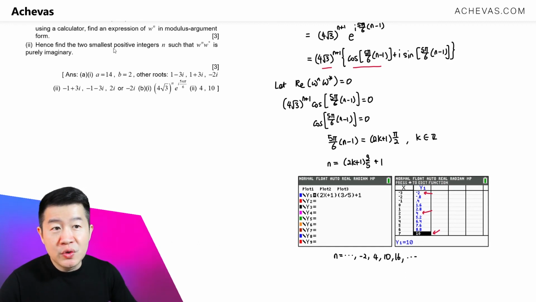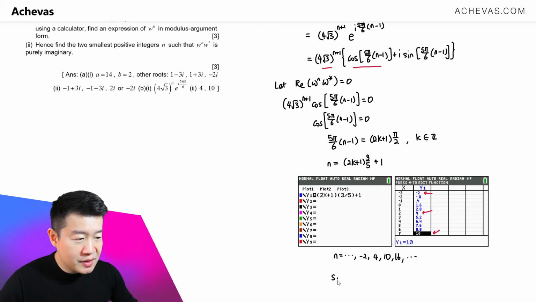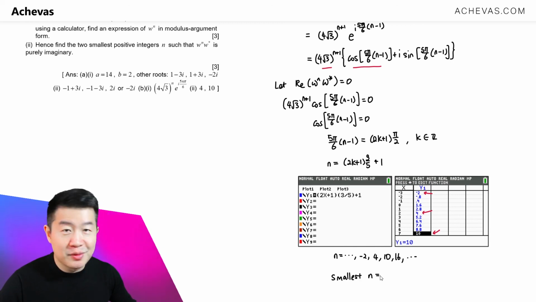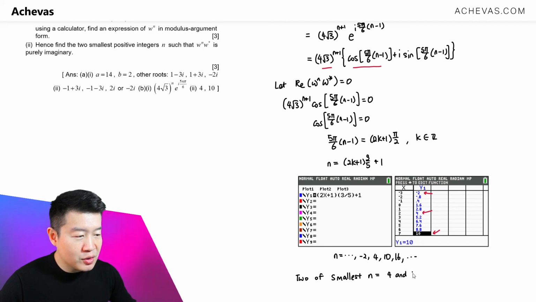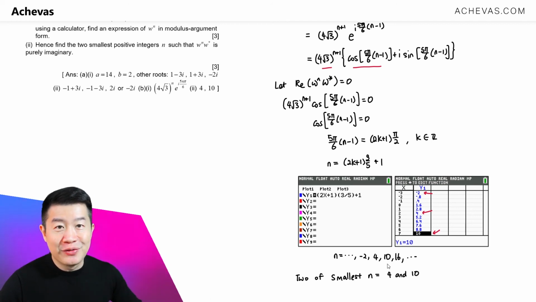So we want the two smallest positive integer values for n. So the smallest positive integer values for n, let me just write it as smallest n. So the two smallest values of n are going to be equal to 4, and the other one is going to be equal to 10. These are the two smallest positive integer values for n.